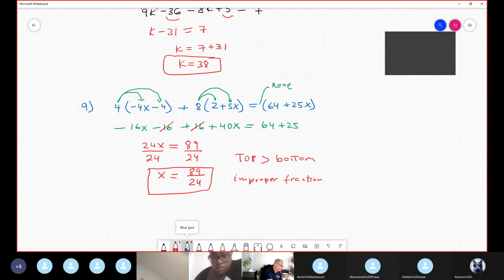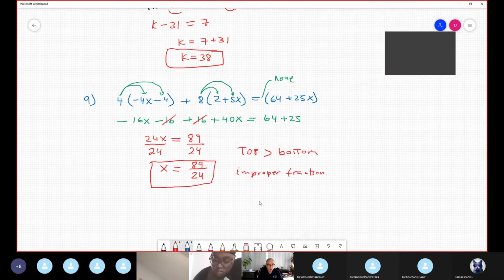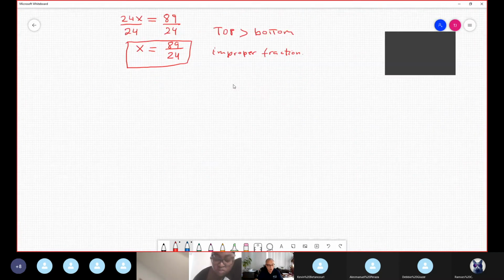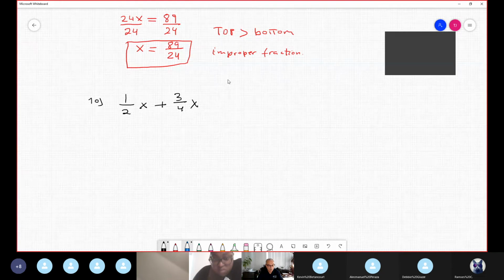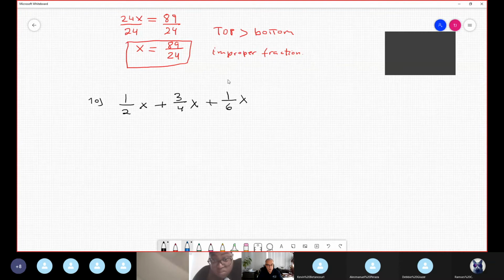Okay, let's do 2 more of the equations with the new complication. For example, this was number 9. This is number 10 now. Number 10, we have 1/2 x plus 3 over 4 x plus 1 over 6 x equals 17.